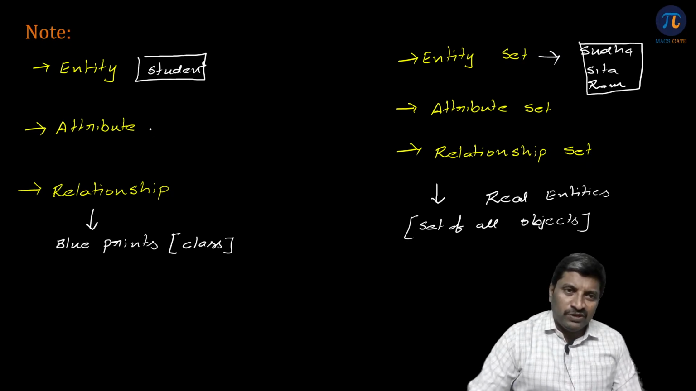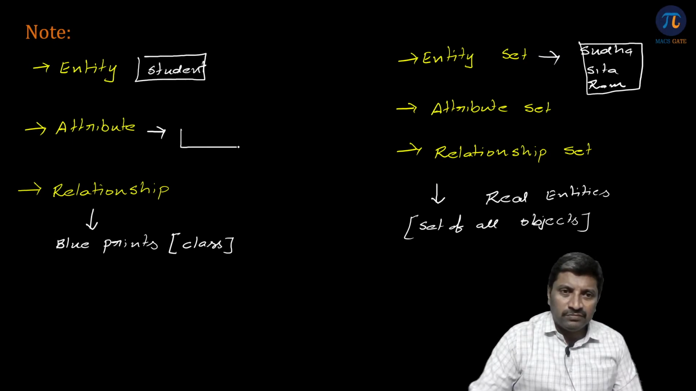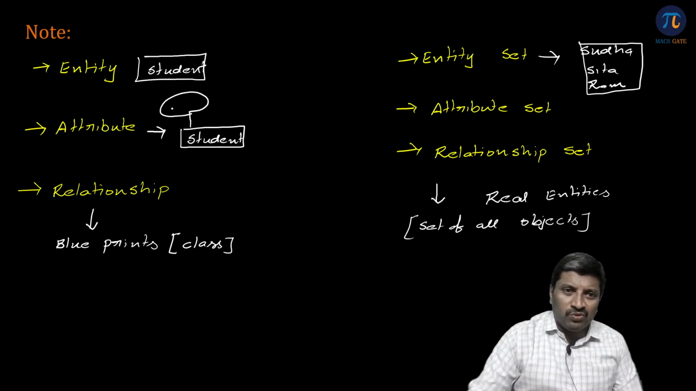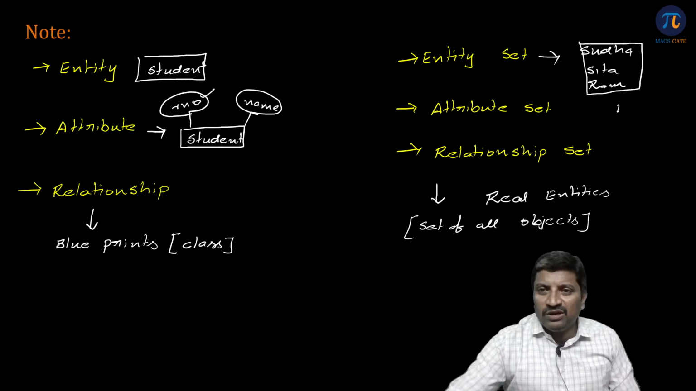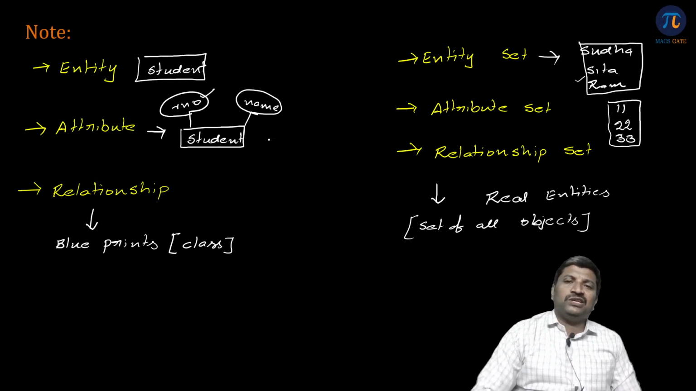Similarly, attributes also. Suppose I am considering student ID. For the same student, I have roll number. I have name. Then what is attribute set? Roll number is an attribute, sir. Okay. Suppose Sudhakar is having roll number 11, Sita is having 22, Ram is having 33. So this is the attribute set example. Of course, this is also an attribute set example. So that is about this one, sir.